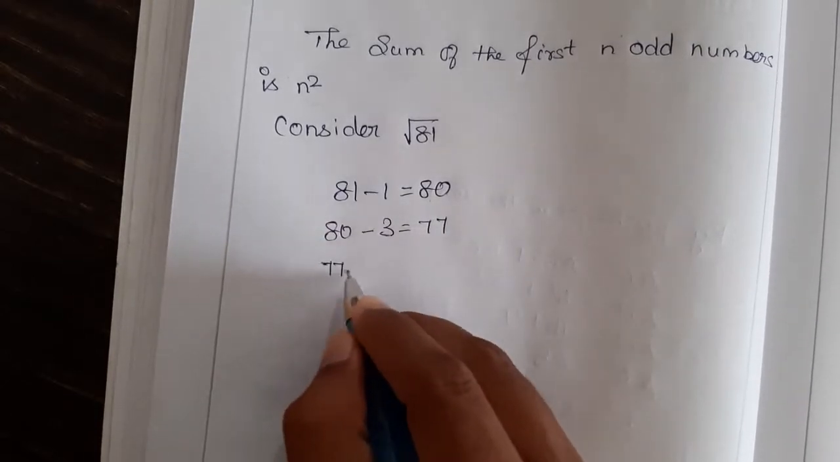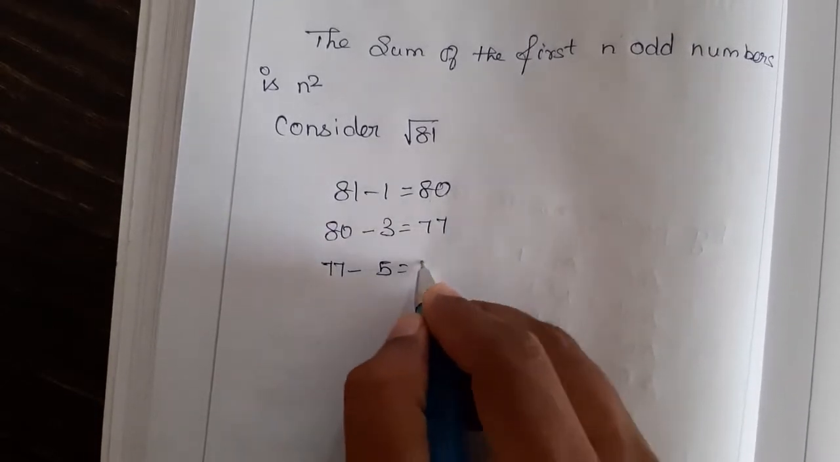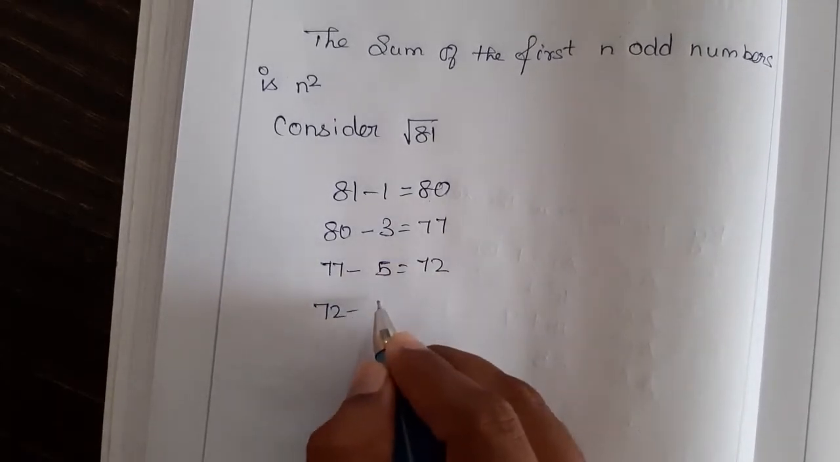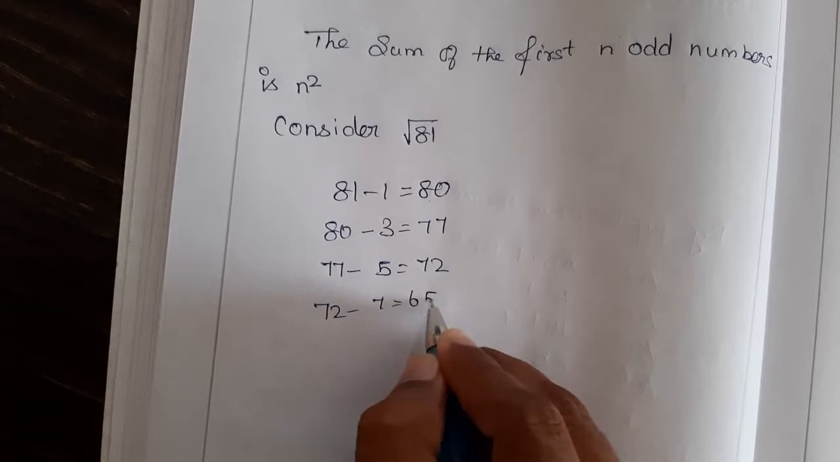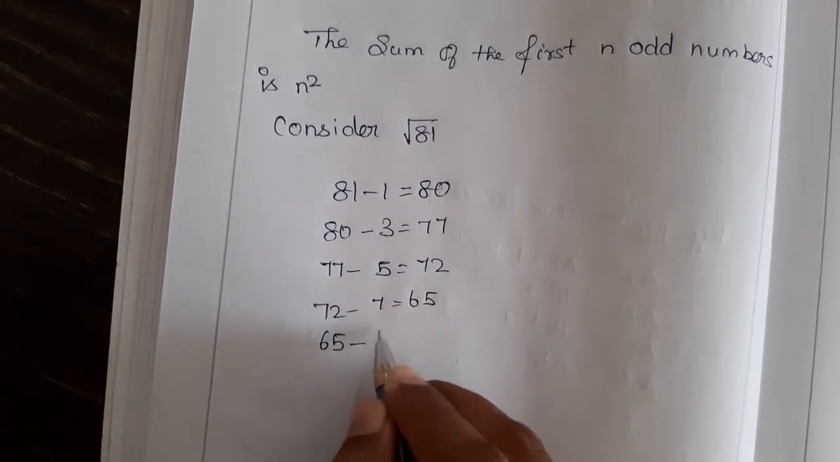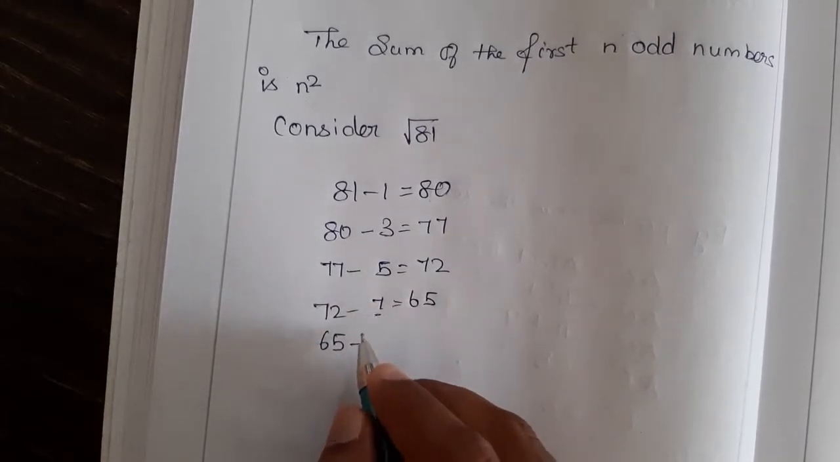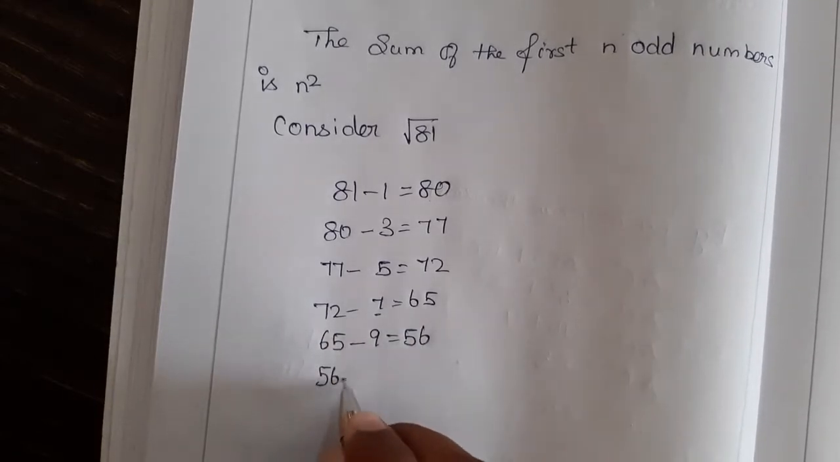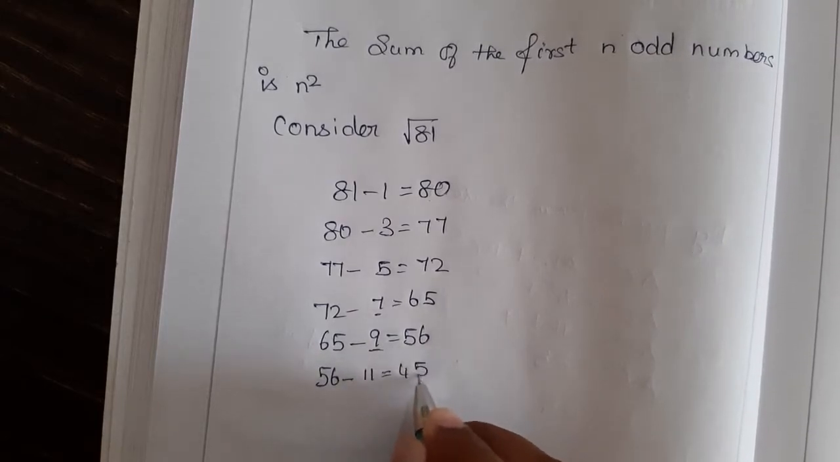Now we subtract 77 minus the next odd number, 5, and you will get 72. Now 72 minus the next odd number, 7, gives 65. And 65 minus the next odd number, 9, gives 56. So 56 minus the next odd number, 11, gives 45.